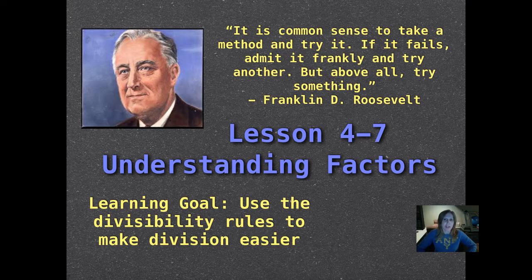I'm Mrs. Gooding, and our quote today is by Franklin Delano Roosevelt, who was a president of the United States, and he said, "It is common sense to take a method and try it. If it fails, admit it frankly and try another. But above all, try something."